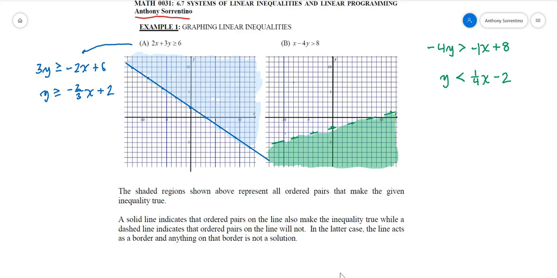But generally, if you put it in slope-intercept form, the greater than or less than portion of your inequality will tell you above or below. So that's how you go about graphing linear inequalities. Next, we're going to look at graphing systems of linear inequalities, which basically means we're doing this procedure a couple of times and looking for overlap. So let's have a look at that.